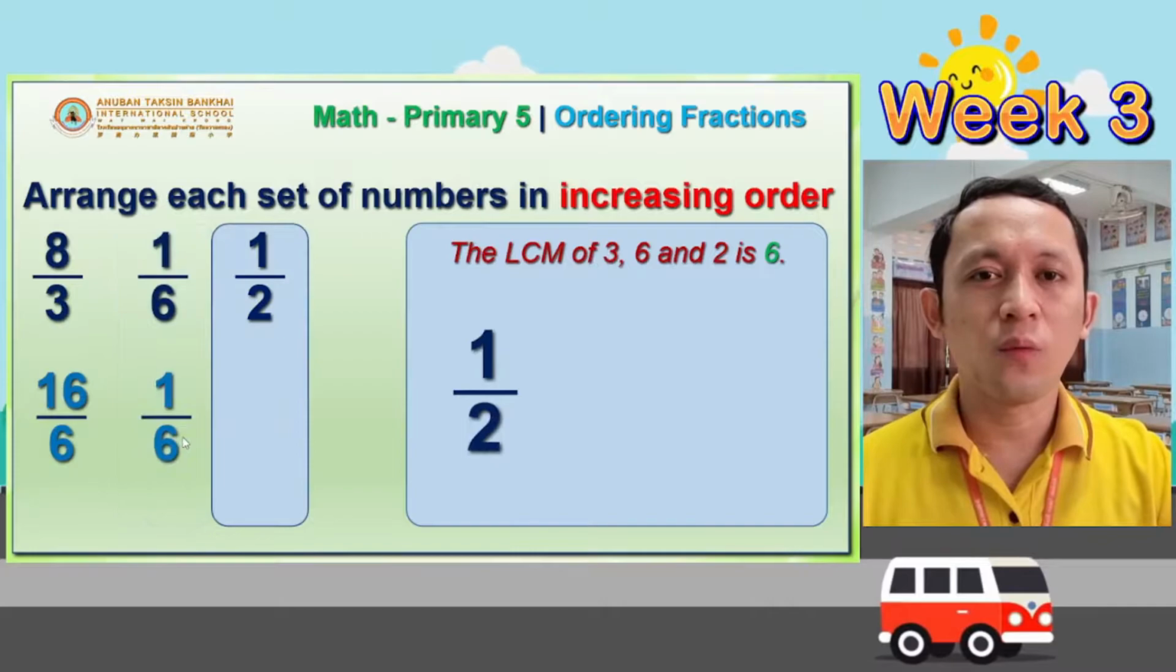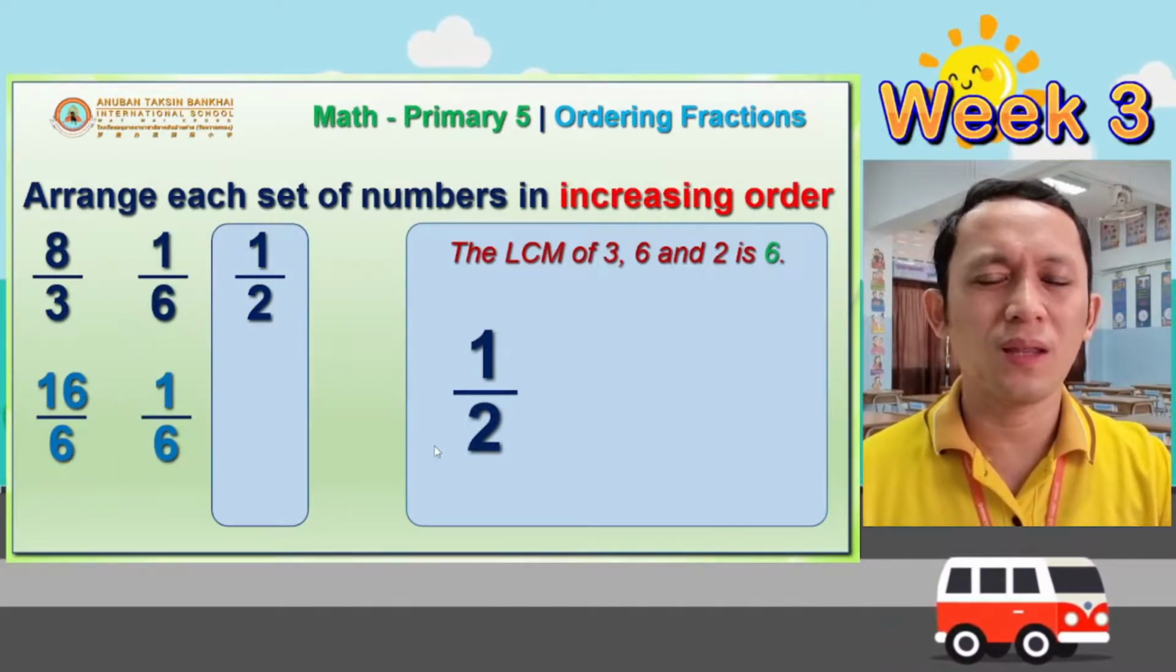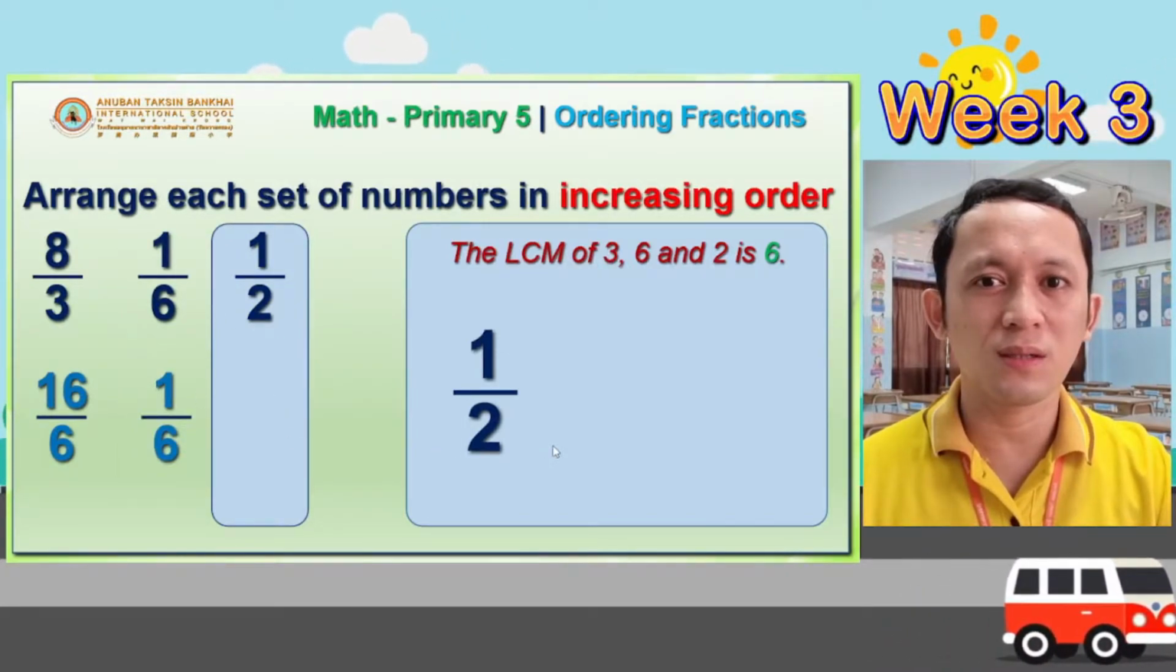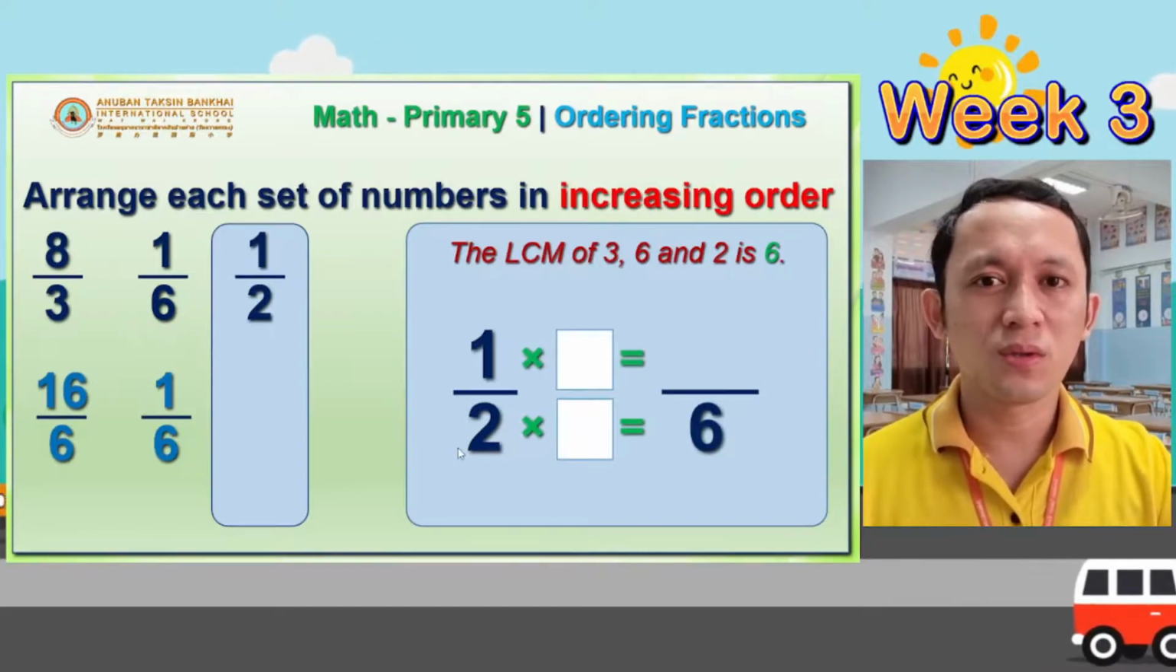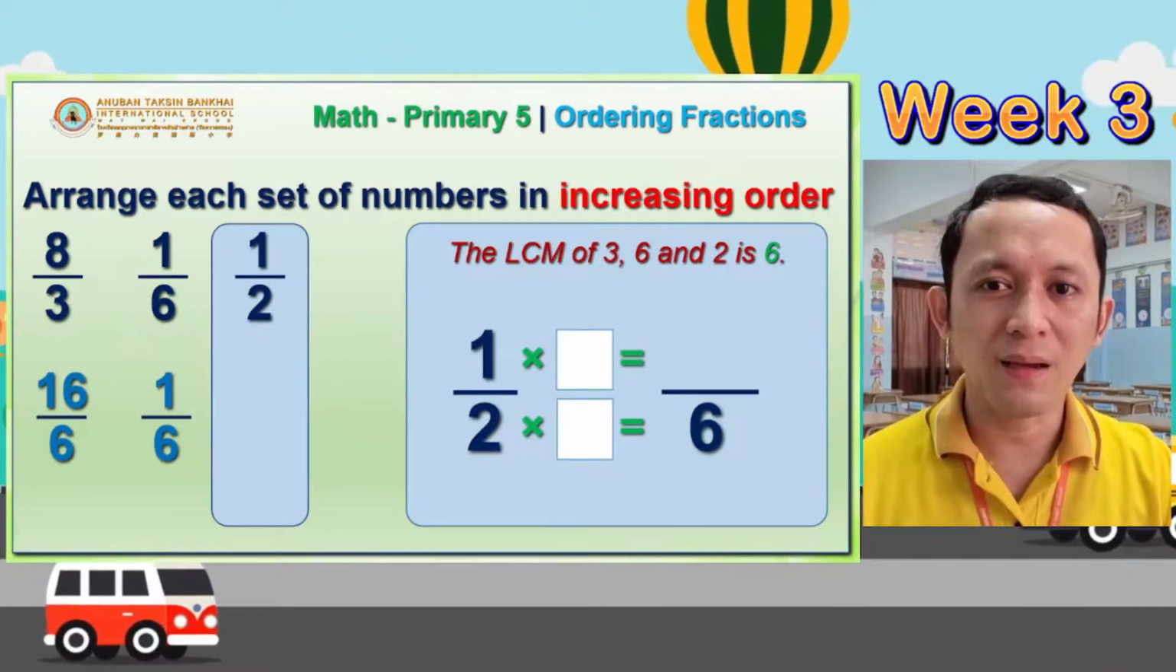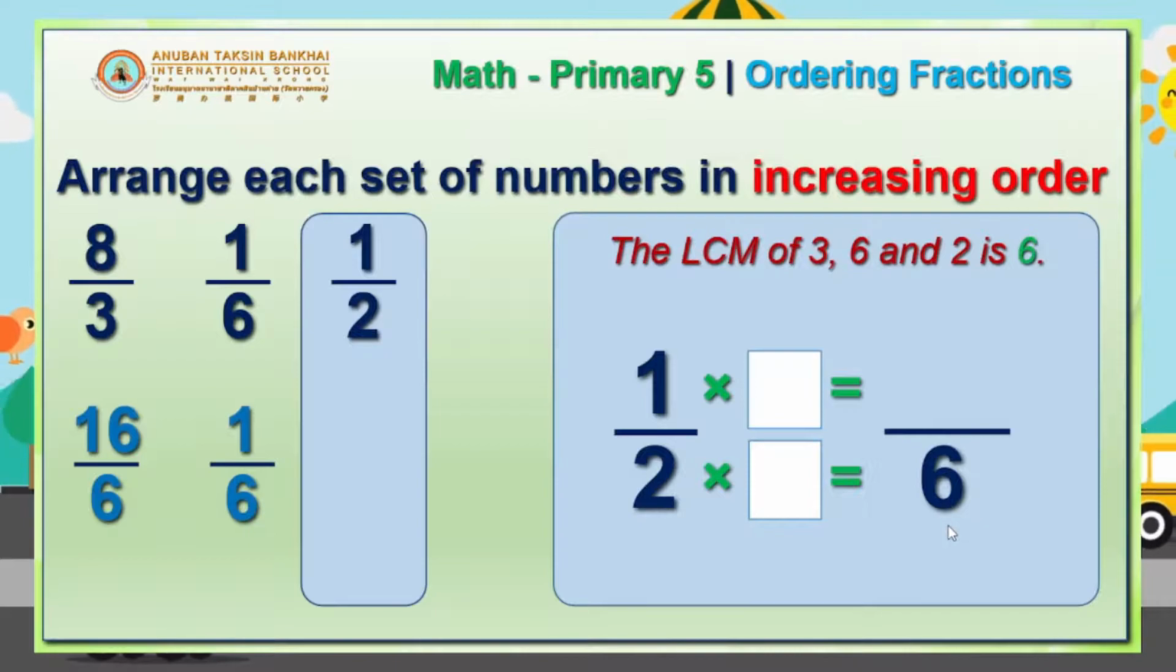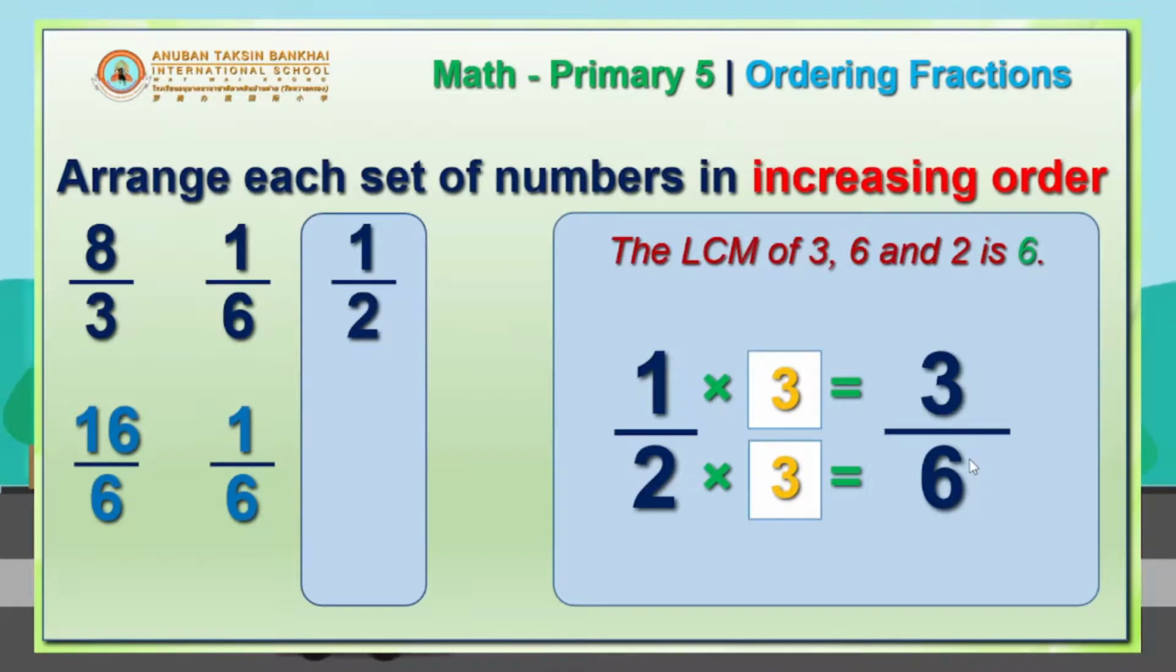Now, let's have 1 over 2. So we need to change our denominator, which is 2, to 6. So 2 times blank is equal to 6. So we have, of course, 3. So we multiply our numerator. We have 1 times 3, of course, we have 3. So therefore, 1 over 2 is equal to 3 over 6.